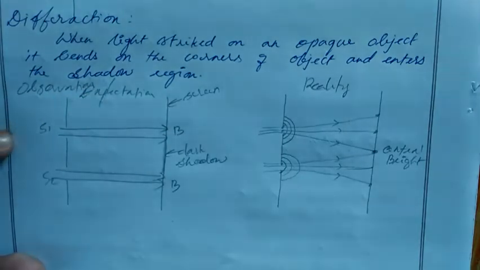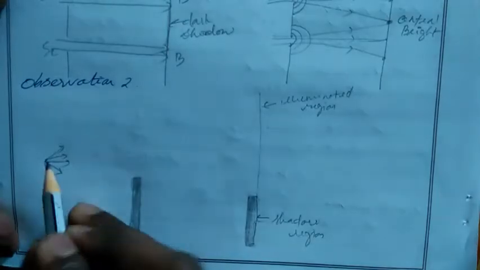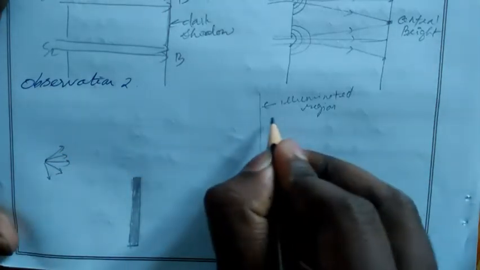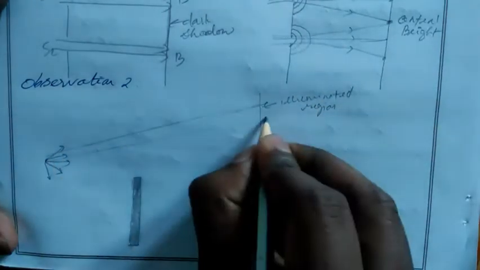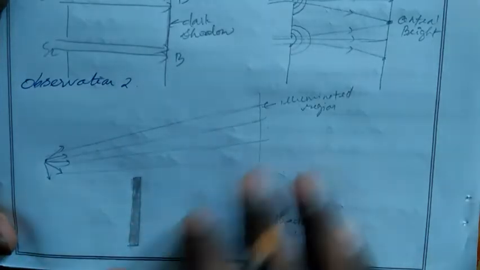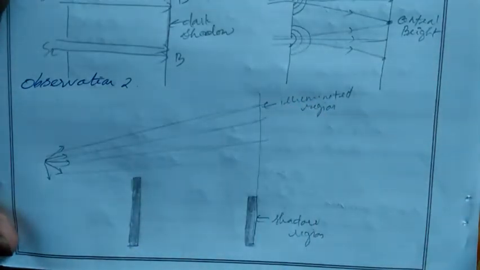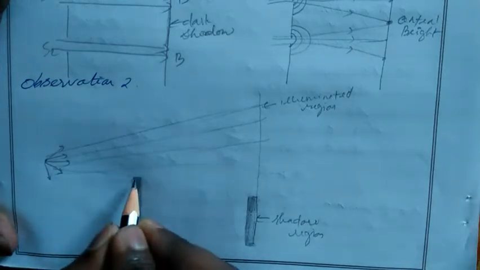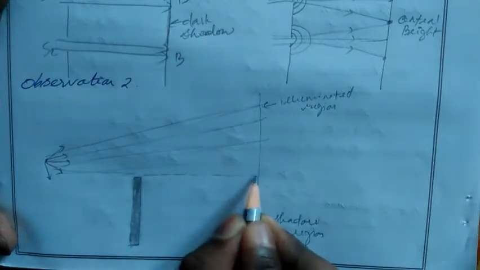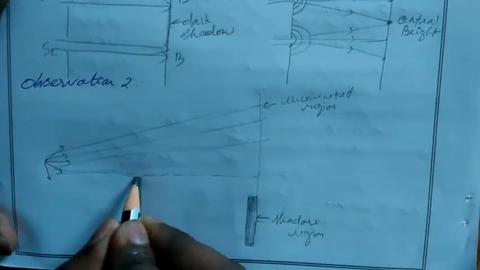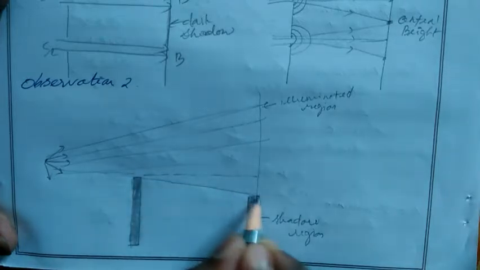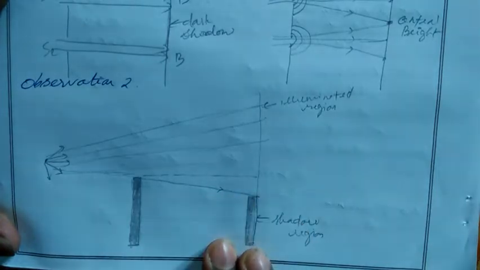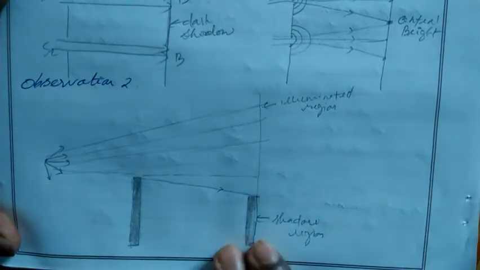In the second observation, we have a point source from which the light wave comes. This light wave hits the screen. Here we have the screen. This region is known as the illuminated region, which means we have all bright spots. But when light hits this corner, sunlight goes straight, but due to this corner, it undergoes diffraction and hits the shadow region. Here we have the shadow region.